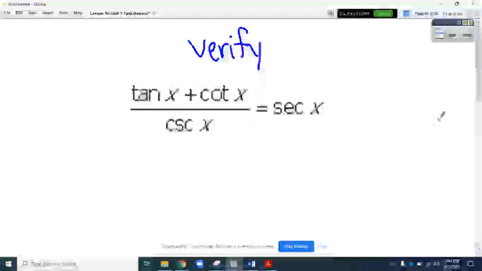All right, next up, verifying an identity. See what you can do working through this. Use your identity sheet if you need to, and see if you can make the one side equal the other.